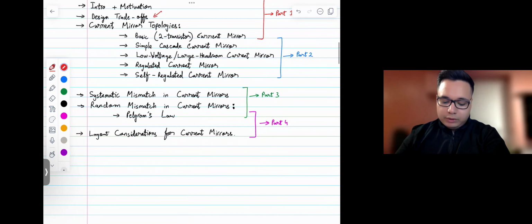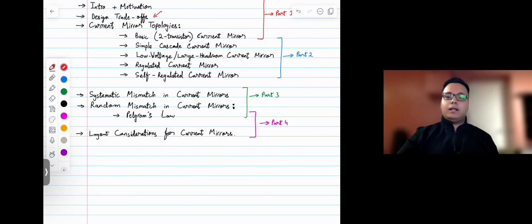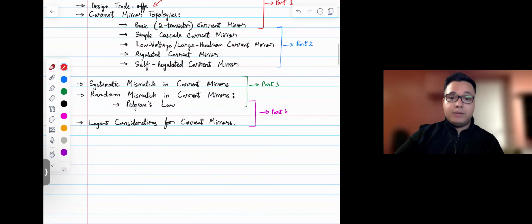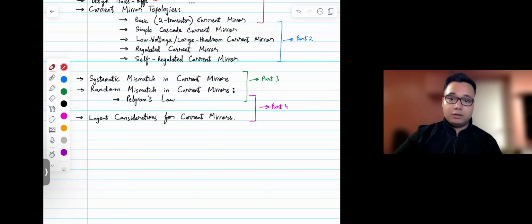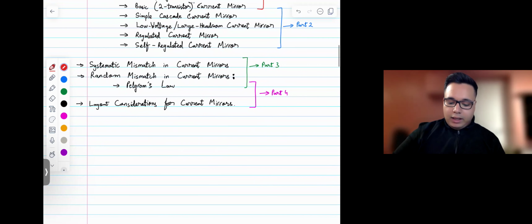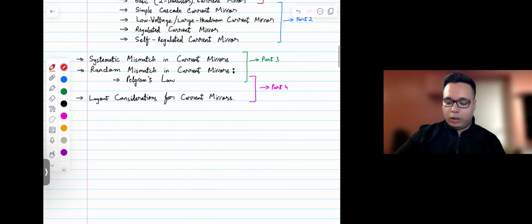And then we will talk about the systematic mismatches in the current mirrors and the random mismatches. We'll also discuss the Pilgrim's law. And then finally, we will talk about some of the layout considerations for the current mirrors.